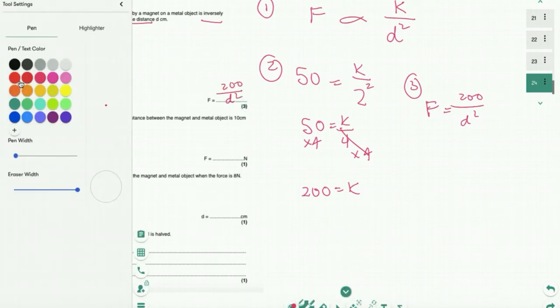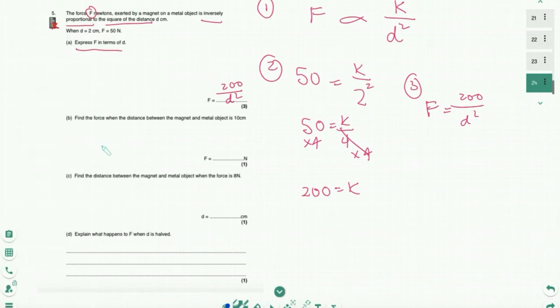Okay, that's our formula, which we'll be using for the next few questions. Find the force when the distance between the magnet and the object is 10 centimeters. So I'll get my formula, and we have to find the force when the distance is 10. So I'll replace d with 10. F is equal to 200 over 10 squared. 10 squared is 100, and 200 divided by 100 is 2. And that's your answer for the second question.